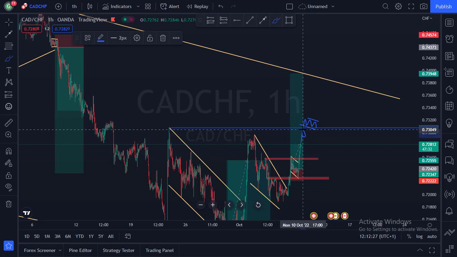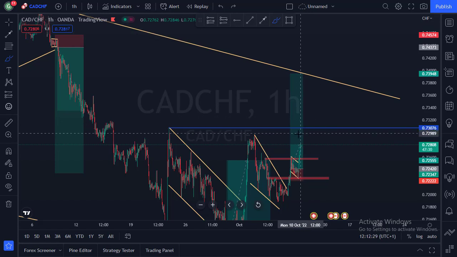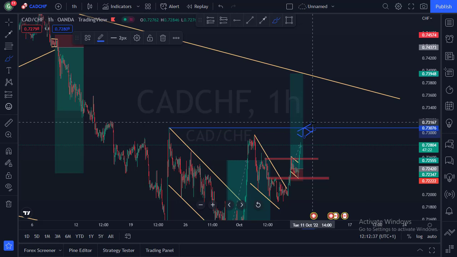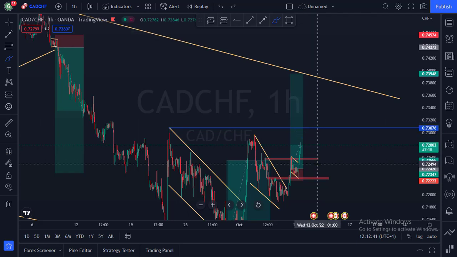But if price approaches this, let me clear that a bit. If price approaches this structure correctively like so, then I'll probably move my stop loss, just trail my profit, because this could mean price is about to reverse again. All right, so whatever price tells me, I'll just follow suit.